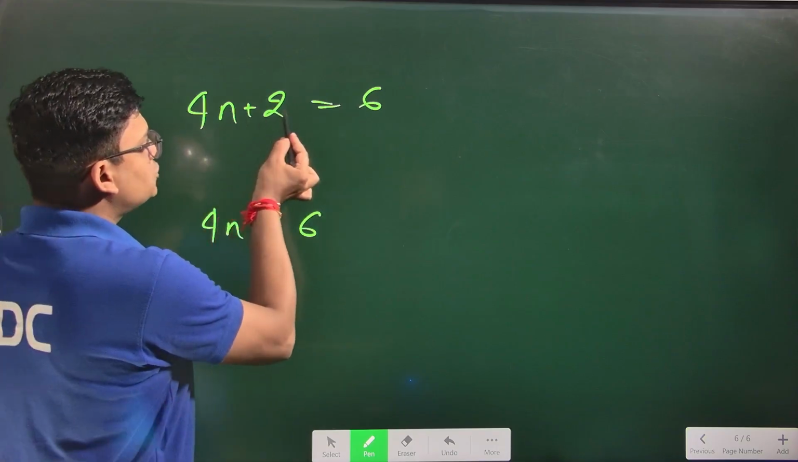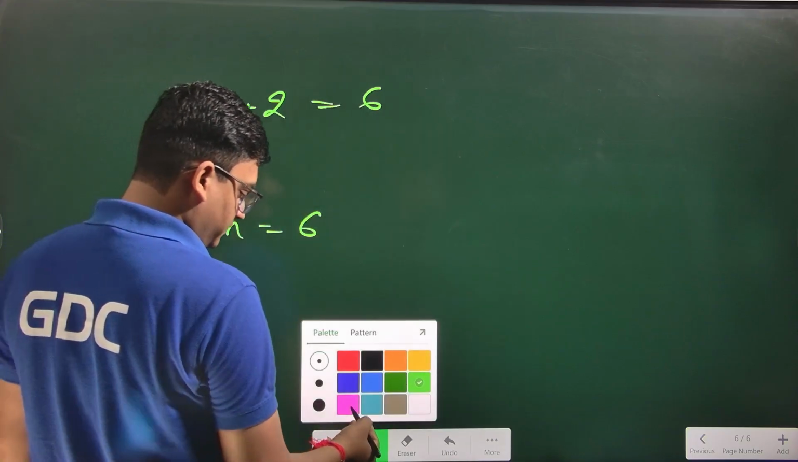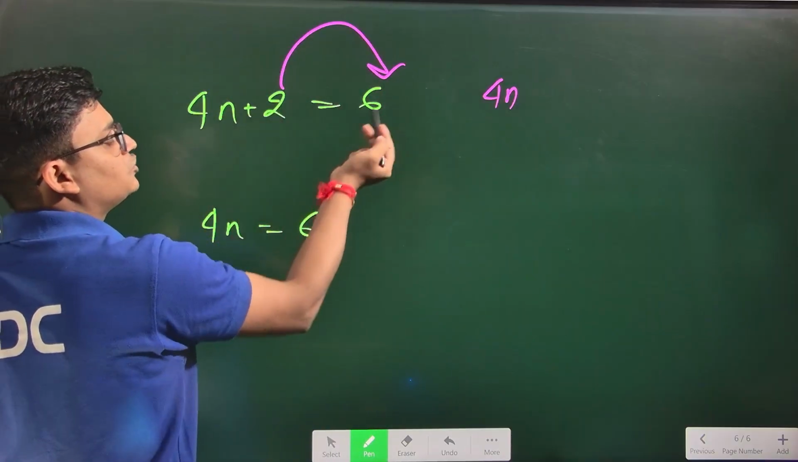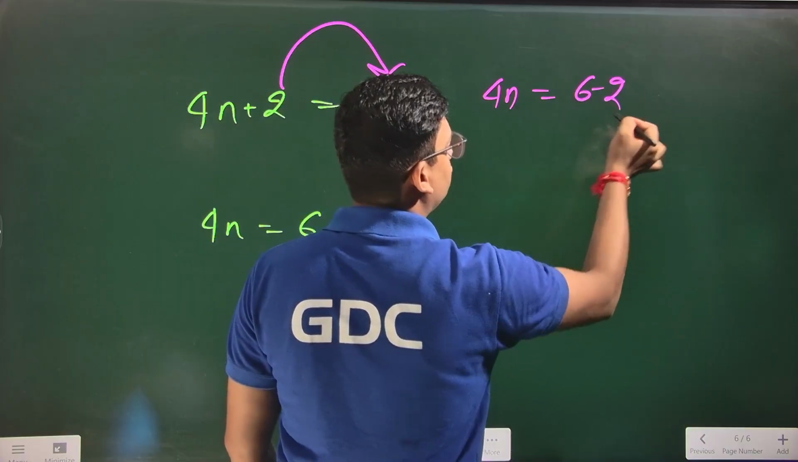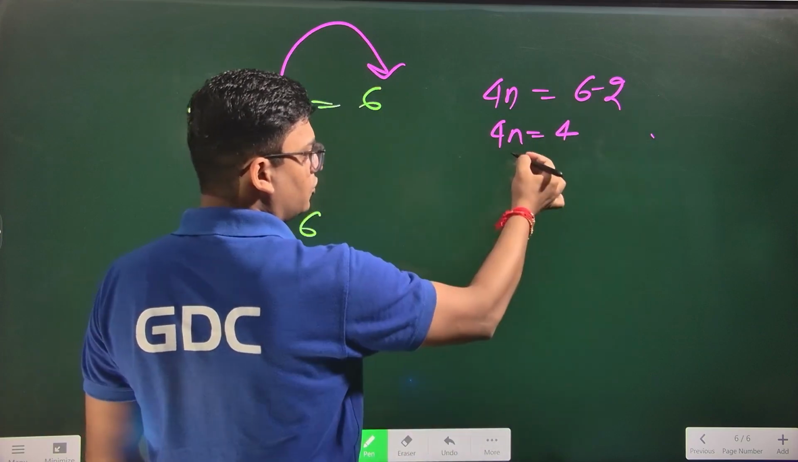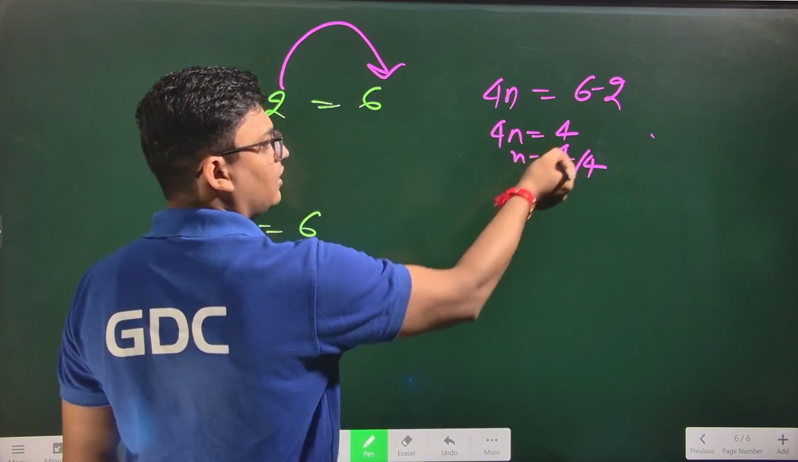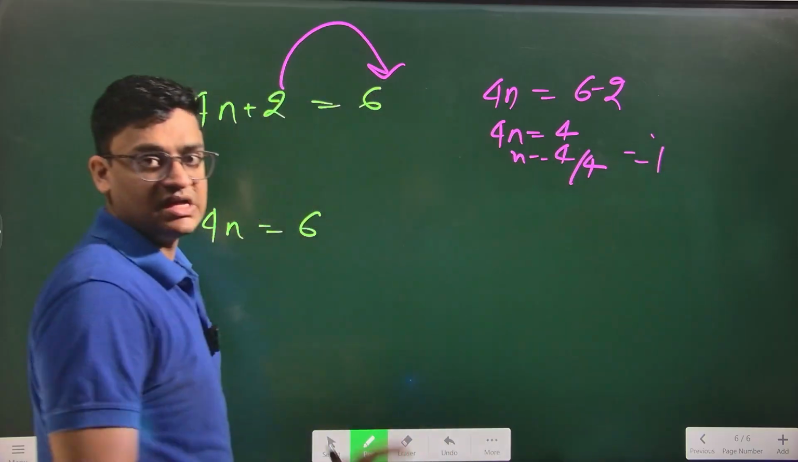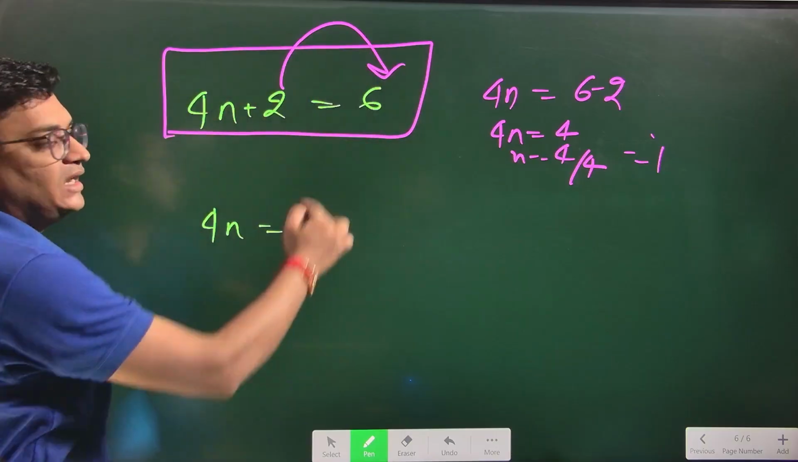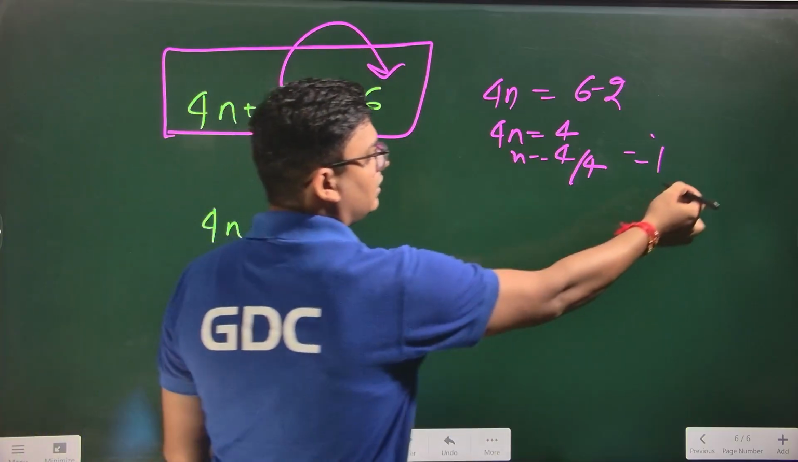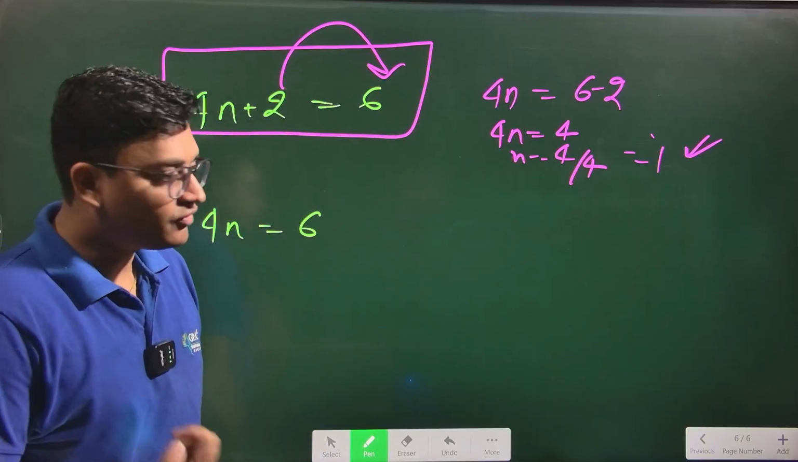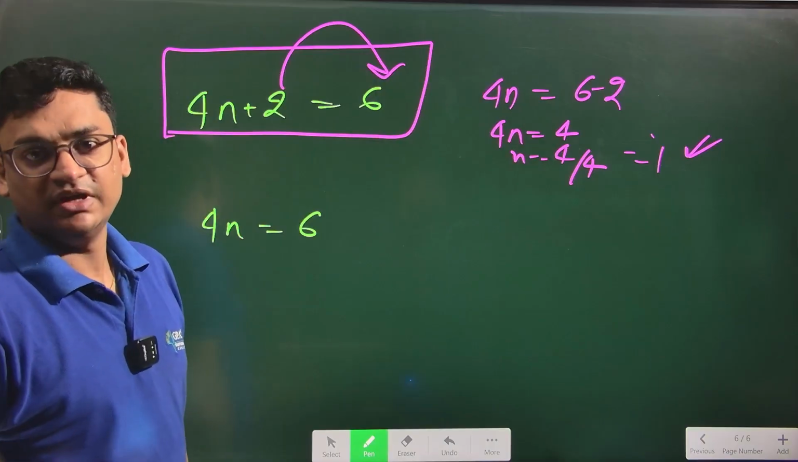So 4n plus 2 is equal to 6. Let's shift the 2 over, so it becomes minus: 6 minus 2 is 4. So 4n is equal to 4, so n is equal to 4 by 4, that is 1. So yes, by solving 4n plus 2 for the total pi electrons in conjugation, we end up with a whole number, that is 1, not fractional, not a decimal. So yes, this will be an aromatic structure.